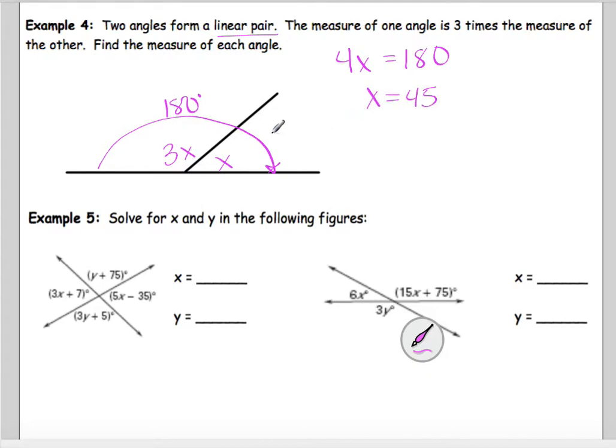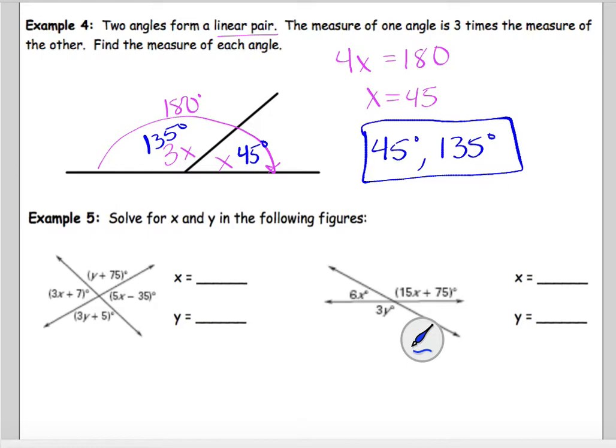But they asked for each angle. So that means that x would be 45 degrees, and then 3x, 3 times 45 degrees, would be 135 degrees. So our 2 angles, we're just going to list the measurements here. These are our 2 angle measures that we have.